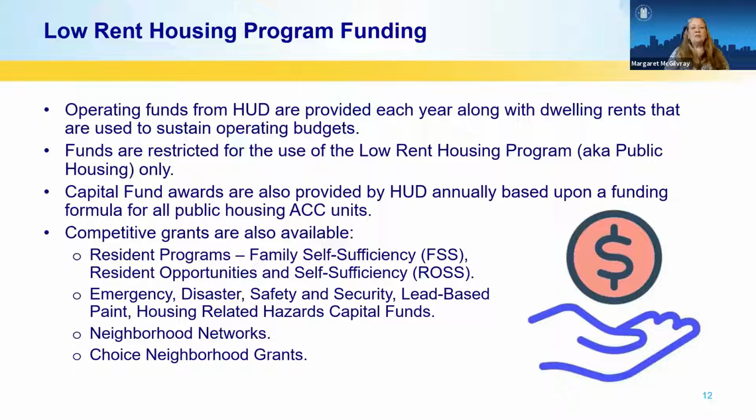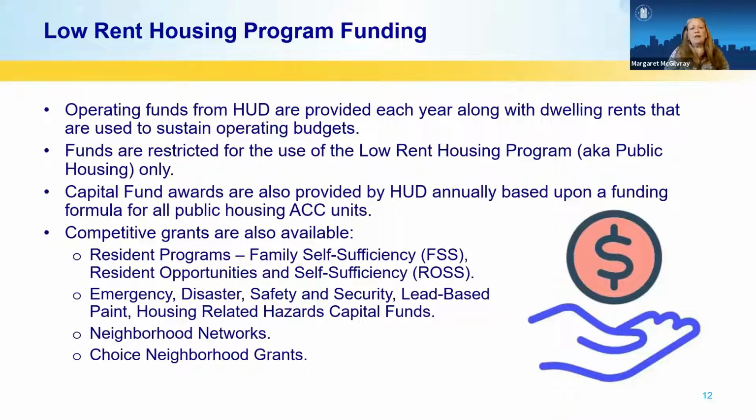So public housing is funded, as I mentioned, by two pots of money, both of which are restricted. They are the operating subsidy and the capital fund, and both are calculated by HUD on a formula basis, based on the number of public housing ACC units. So as you reposition or demolish or sell or otherwise change the number of public housing units in your portfolio, it will affect your operating subsidy and your capital fund amounts.